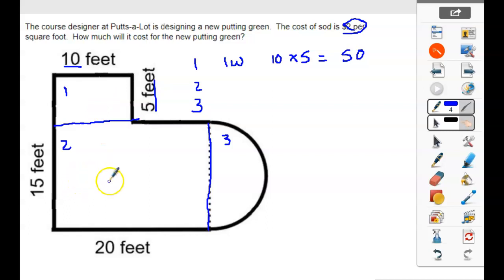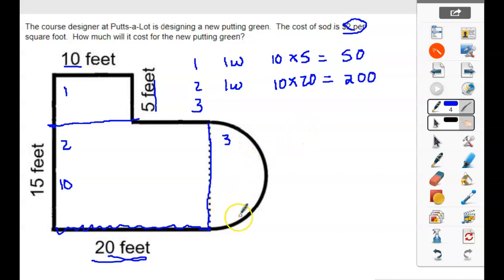My next rectangle, I start to run into some challenges. It's still going to be length times width. And this 20 is perfect. It's this bottom spot here. But the 15 is problematic because I cut that. So I need to figure out what the space between where I cut it and the bottom of the figure is. And luckily, I've already been given that this smaller area here is 5 feet. So 15 minus 5 means that dimension is going to be a 10. So it'll be length times width will be just 10 times 20, which is equal to 200.